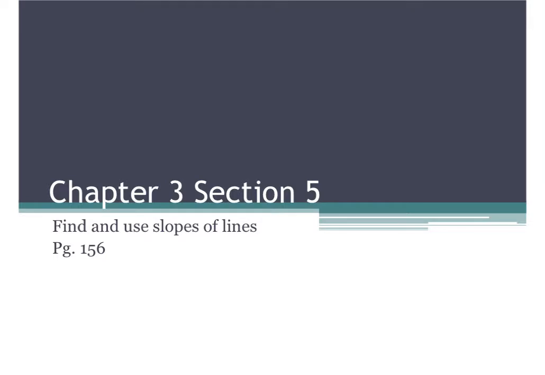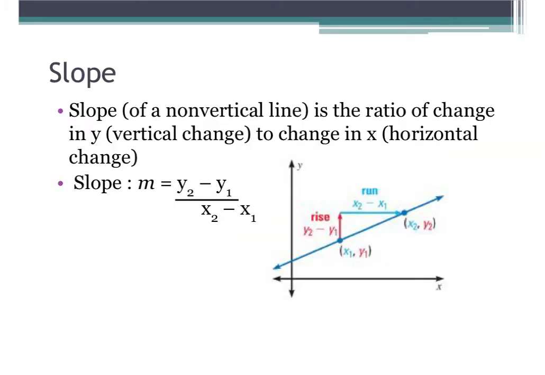Okay, this is chapter 3, section 5. This is the last section of chapter 3. Okay, so the slope of a non-vertical line is the ratio of change in the y direction to the change in the x direction. In other words, it's y2 minus y1 over x2 minus x1.